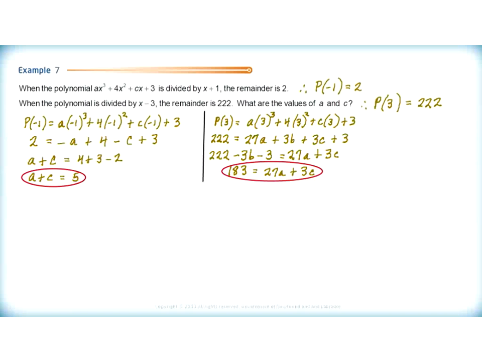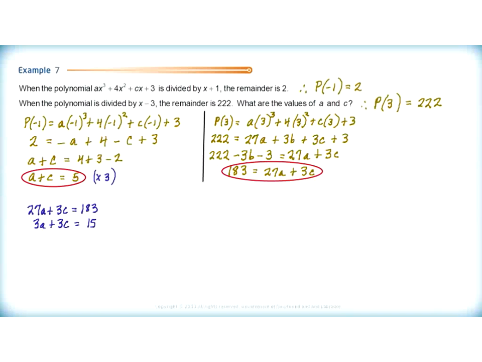Notice that when we're solving the system of equations using the elimination method, we can multiply the first equation by 3, and we can eliminate the c variable. So here we would have 27a plus 3c is equal to 183. When you multiply the first equation by 3, you get 3a plus 3c is equal to 15.